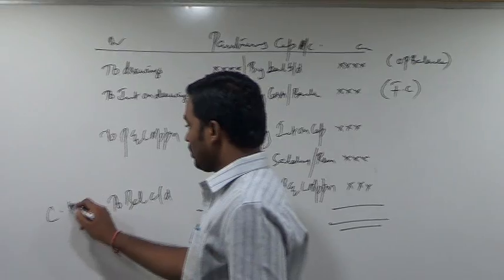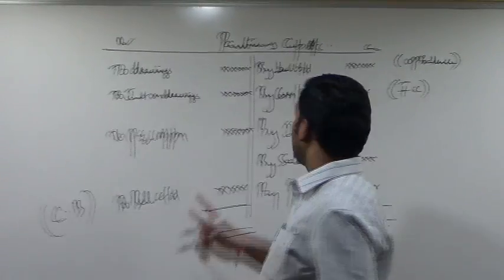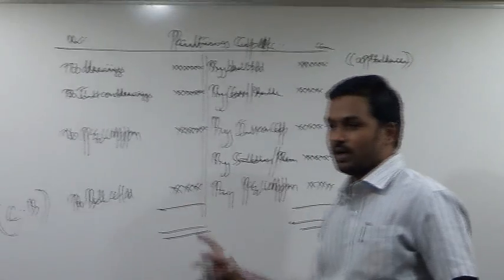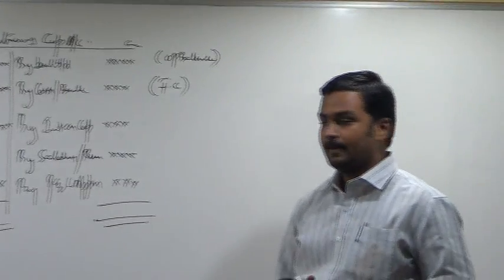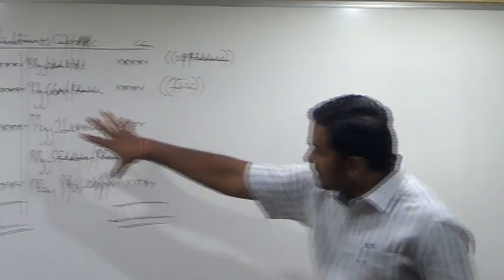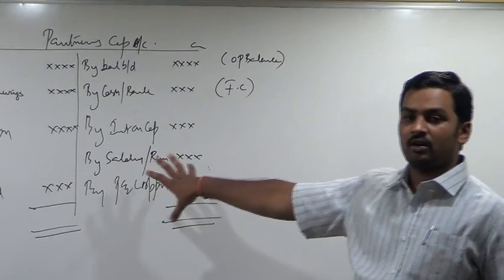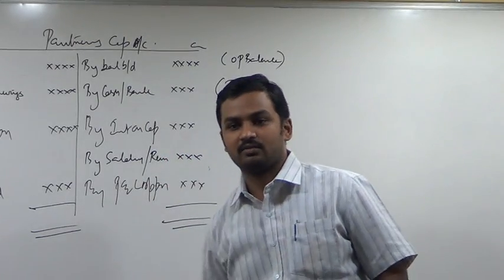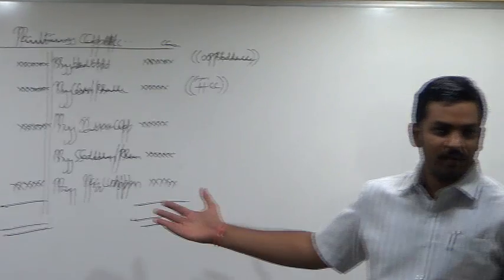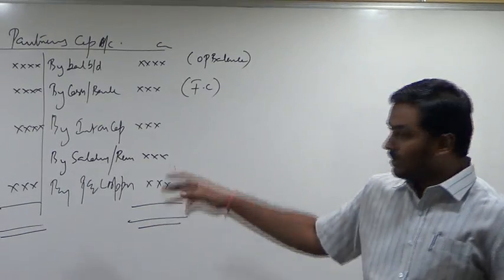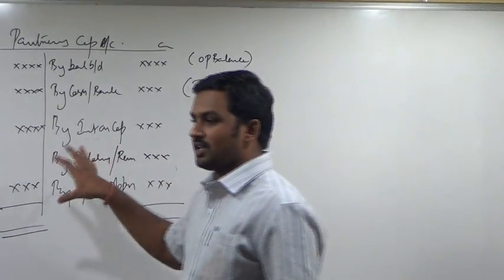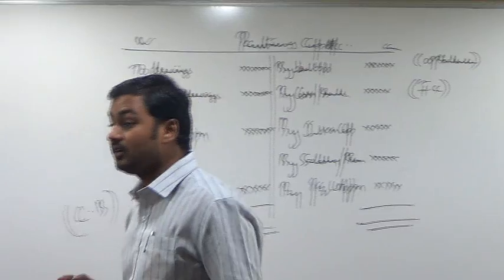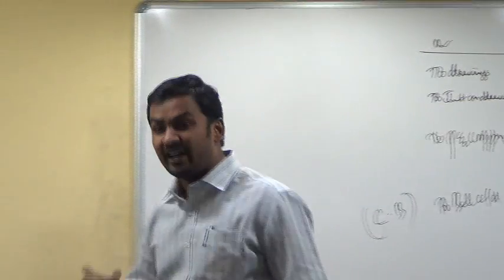This is the closing balance of capital. This was opening balance. This is closing balance. Now, this method of preparing the capital account is called the fluctuating method. You have prepared the partner's capital account. This method of preparing the partner's capital account is called what method? Fluctuating capital method. Why fluctuating capital method?